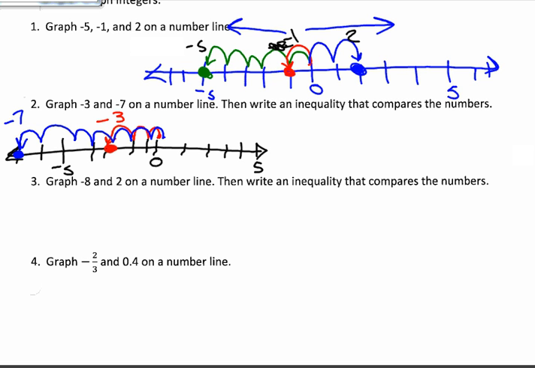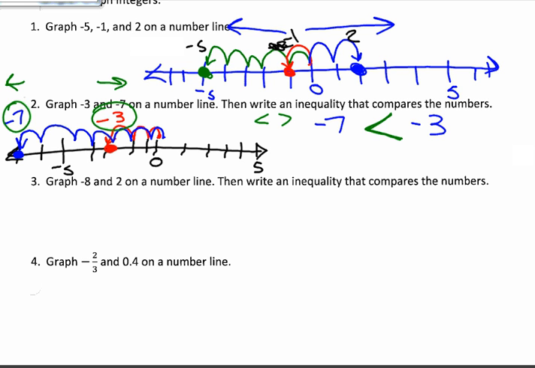The next part of it wants us to write an inequality that compares the two numbers. So here are my two numbers, negative 7 and negative 3. Remember, an inequality uses our less than and greater than signs. When I look on my number line, smaller numbers are always to the left, bigger numbers are always to the right. So I know that negative 3 is bigger than negative 7. So I'm going to put this sign in here, because remember my alligator always eats the bigger number. So it's going to be eating the negative 3, because negative 3 is bigger than negative 7.